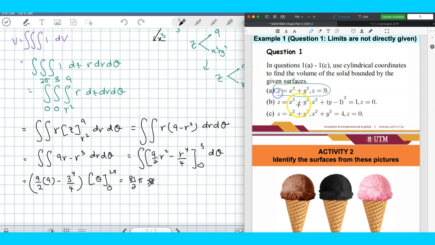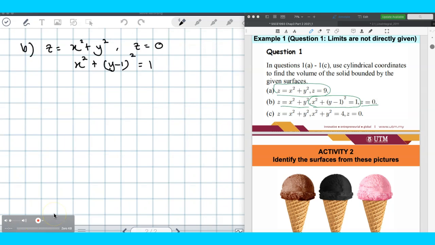Next, we want to look at what is the solid. This is not easy to imagine, because now you see, we have a bowl and we have the floor, but then what is this? This one is a cylinder, right? But the cylinder is not a circle centered at the origin, it's shifted somewhere. So we have to sketch so that we have a clearer vision.